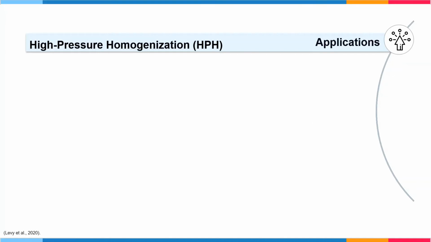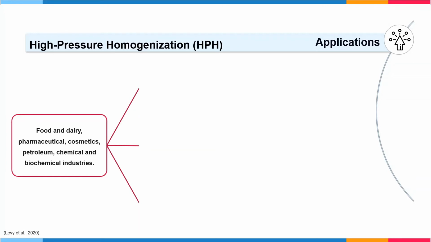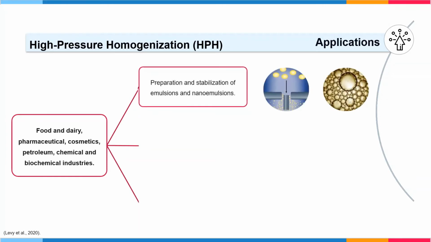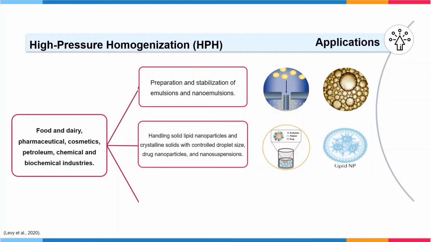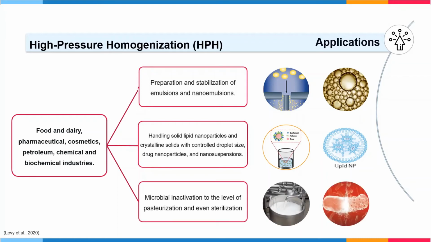High-pressure homogenization also has many different applications besides cell disruption. It is widely used to create stable macro or nano emulsions and dispersions in industries like food or pharmaceutical, to prevent creaming and coalescence, to reduce particle size, and to mix ingredients. In the pharmaceutical, cosmetics, and biochemical industries, it can be a tool for handling solid lipid nanoparticles and crystalline solids, drug nanoparticles, and nanosuspensions. Finally, microbial inactivation is one major application.